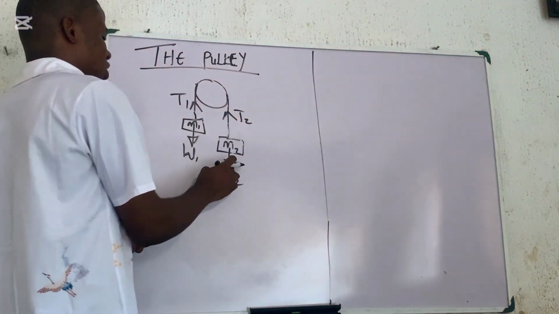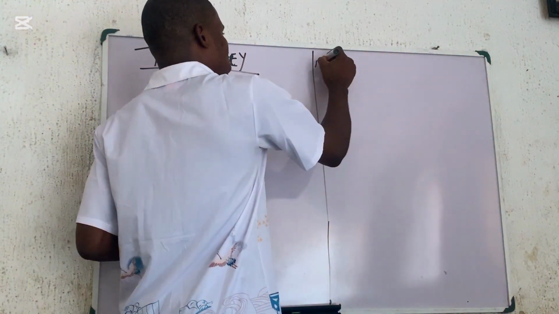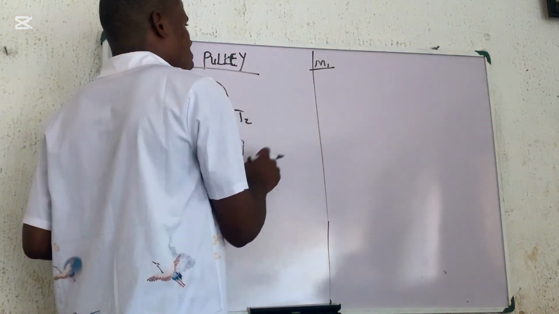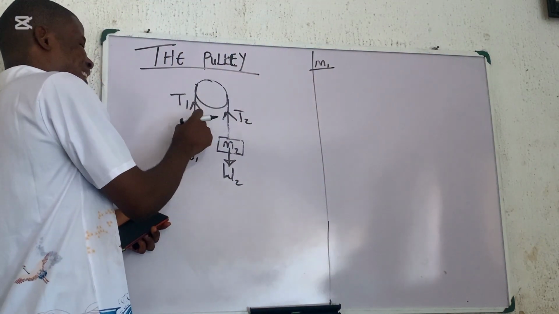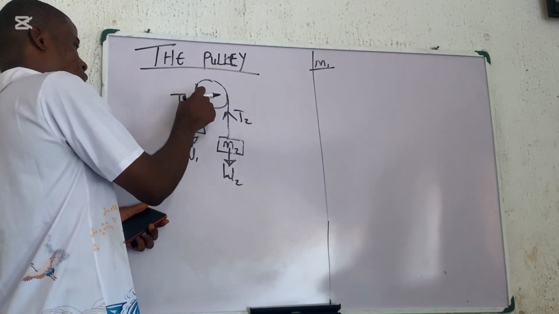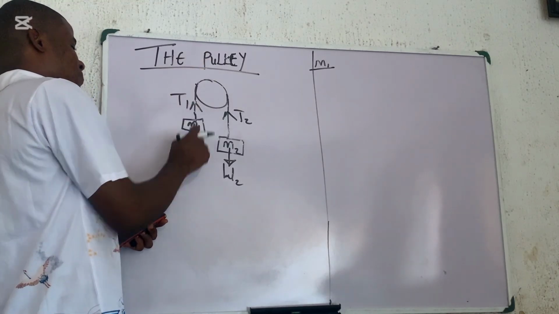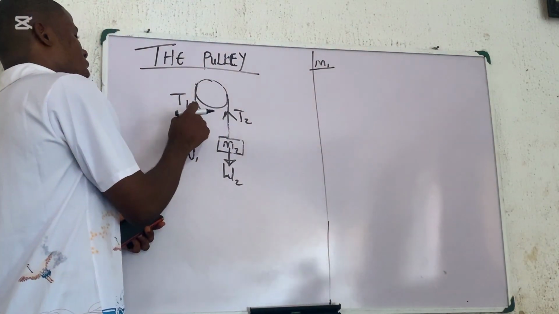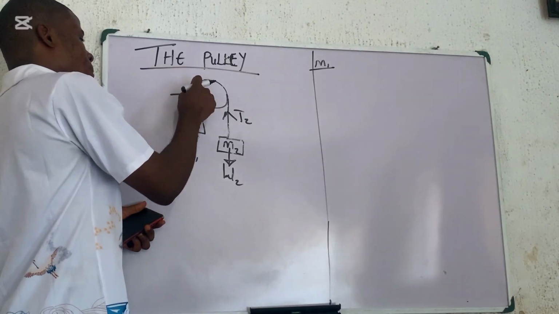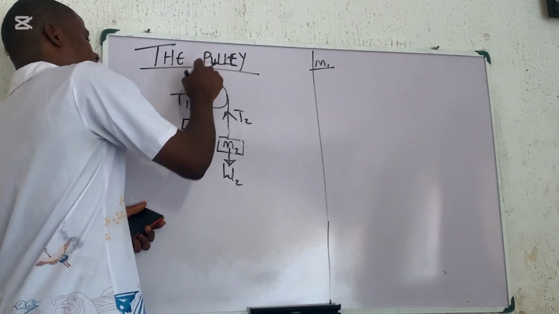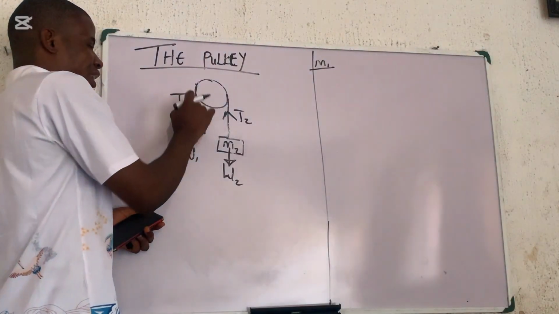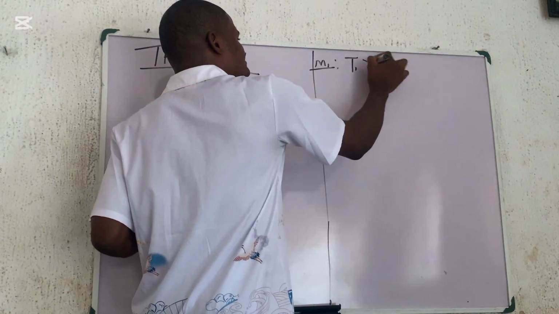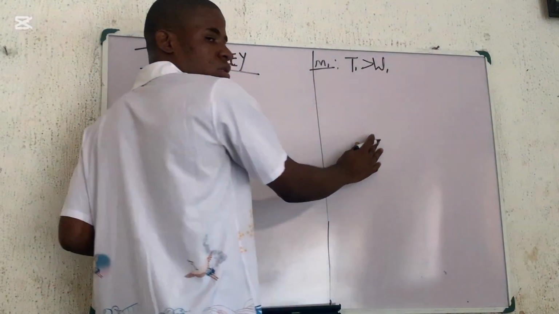Let's resolve the forces. For mass 1, the forces acting are the tension on the rope acting upward, and the weight of mass 1 acting downward. We said that mass 1 is going up, which means the force acting up is bigger than the force acting down. So the tension on mass 1 is greater than the weight of mass 1.